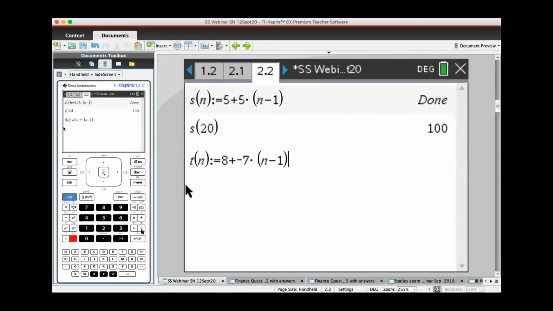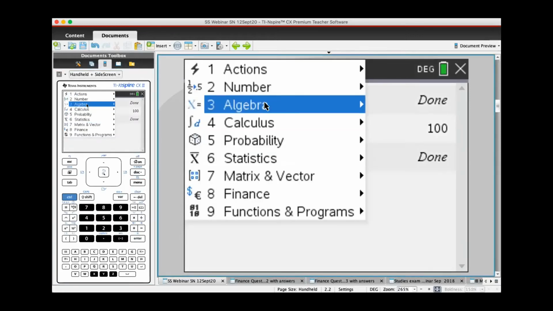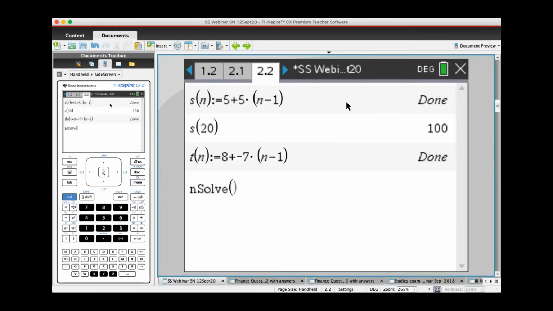Okay, close the bracket, enter. There are several ways to do it. I'll show you some other way as well. And now I can solve. So I can go here. I can go to solve, to the numerical solve.